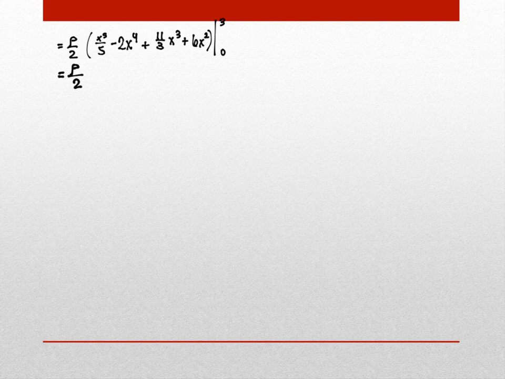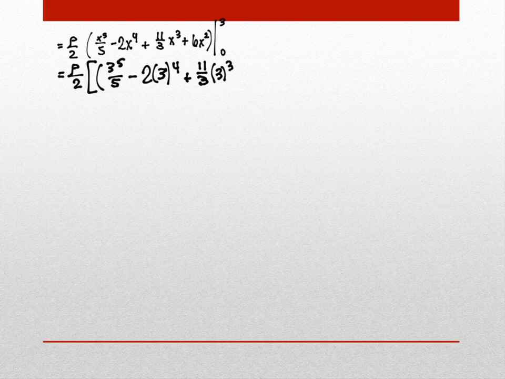So rho over 2. So we have 3 to the 5th over 5 minus 2 times 3 to the 4th plus 11 thirds times 3 cubed, and then 6 times 3 squared. And then all of that technically has minus 0 at the end for the evaluation at 0. Okay, so leave the rho and 2 out of it for the moment. What do you get inside the brackets?